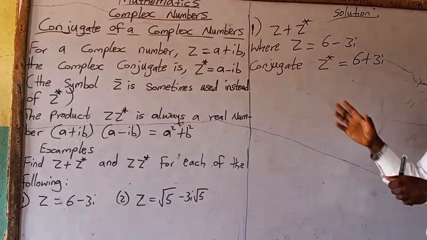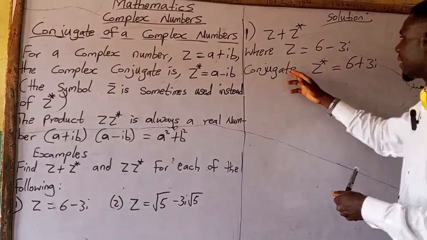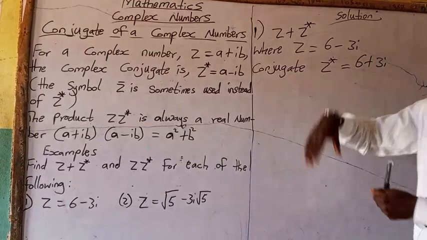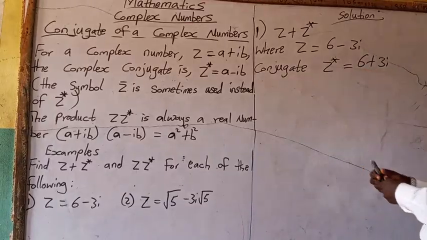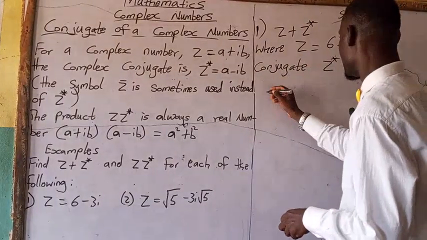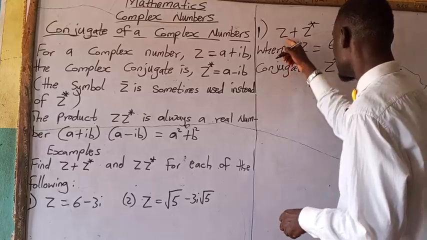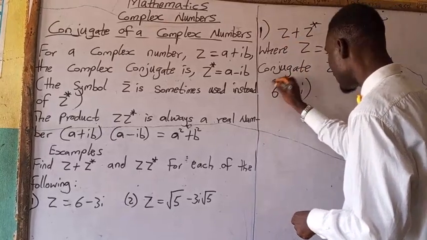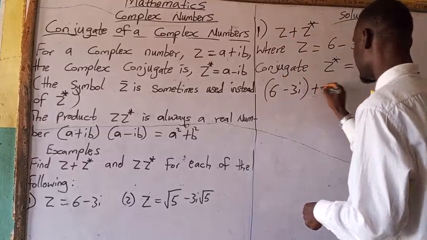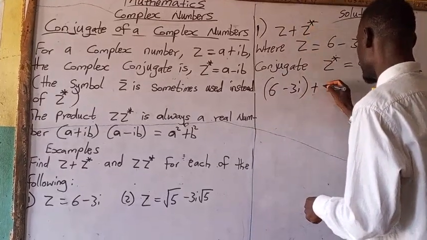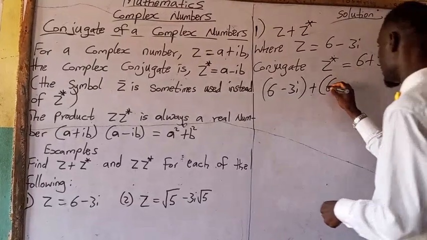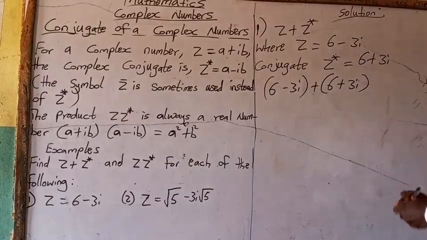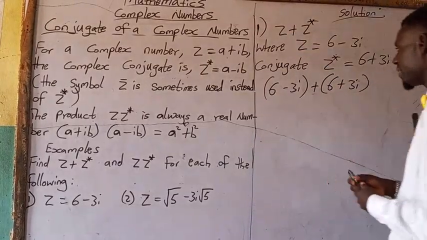It's just like your normal surd. Find its conjugate. It's just related to this. Now, okay, let us solve what they gave to us. It will now be Z, which is 6 minus 3i. You put a bracket, plus its conjugate, which will now be 6 plus 3i. Okay, let's solve this.